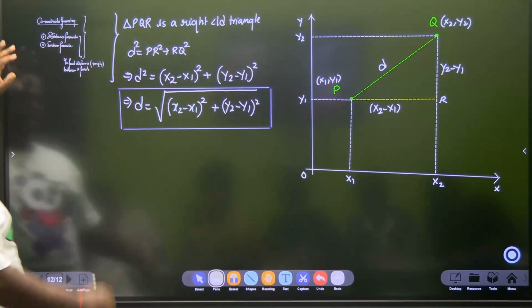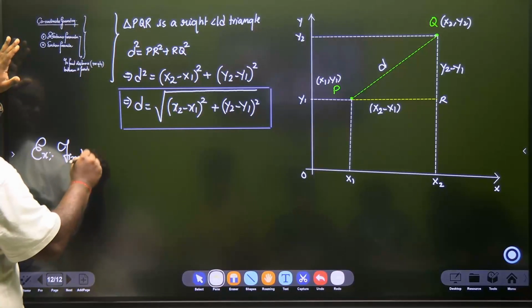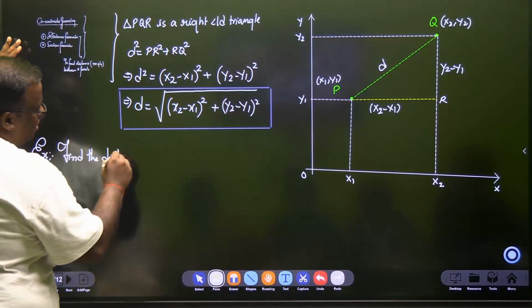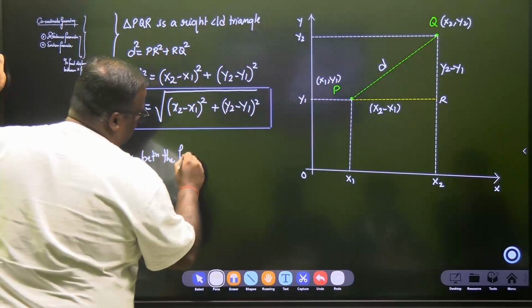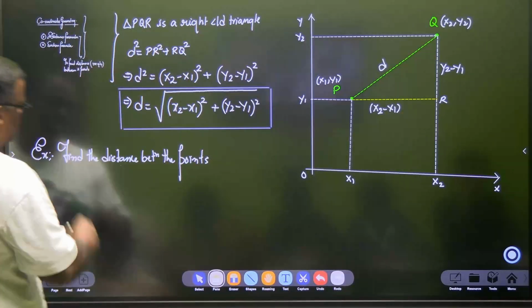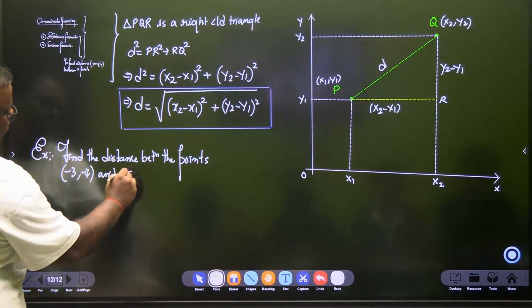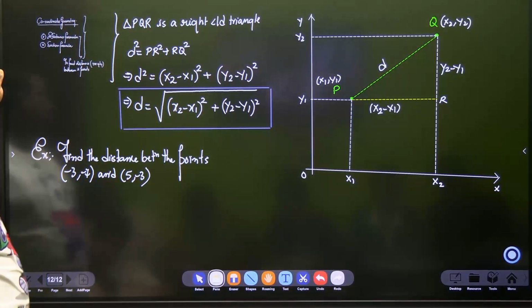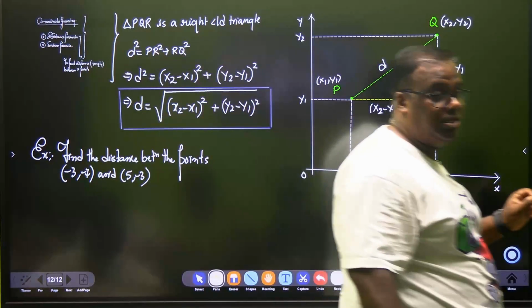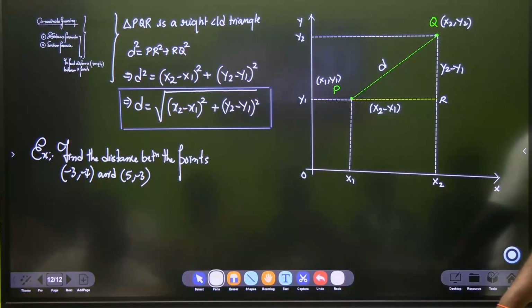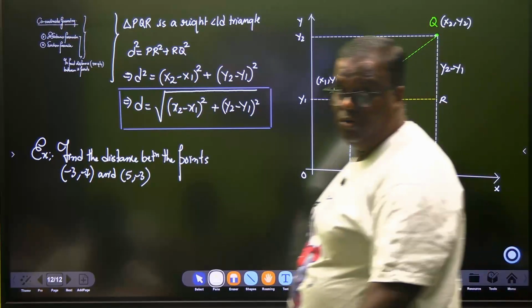Right? Let us take a small example and try to solve a problem. Find the distance between the points -3, -7, and 5, -3. Try to find out. Now make sure you use the minuses and the pluses very, very diligently. If you make a mistake in minus and plus, the entire answer will come out wrong. So how do we solve this question?